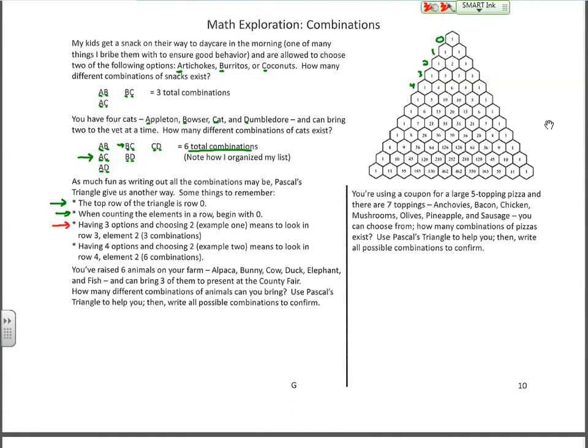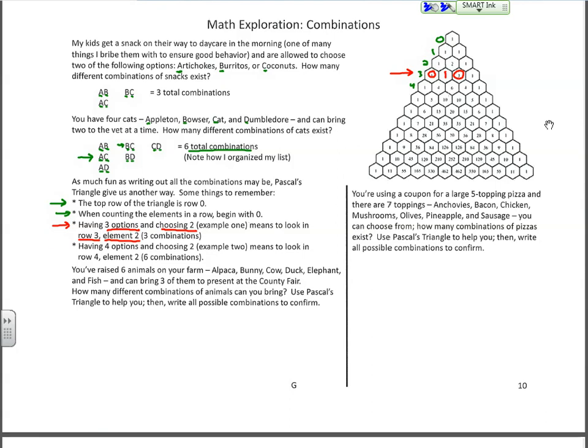So here's how Pascal's triangle can help us. The first example, where you had 3 snacks to choose from, and you can pick 2 of them, means to look in Pascal's triangle in row 3, element 2. So row 3 is right here. Element number 2, here's element 0, element 1, element number 2, the one we want, 3. 3 combinations. That's what we came up with.